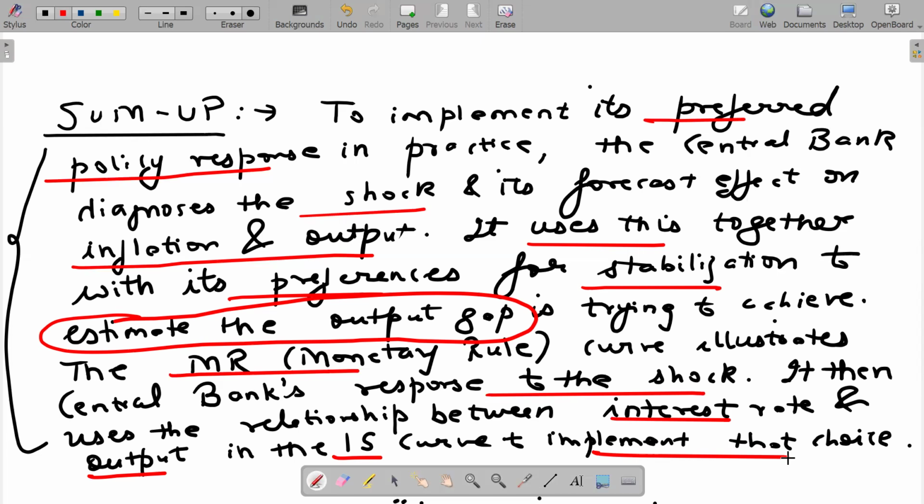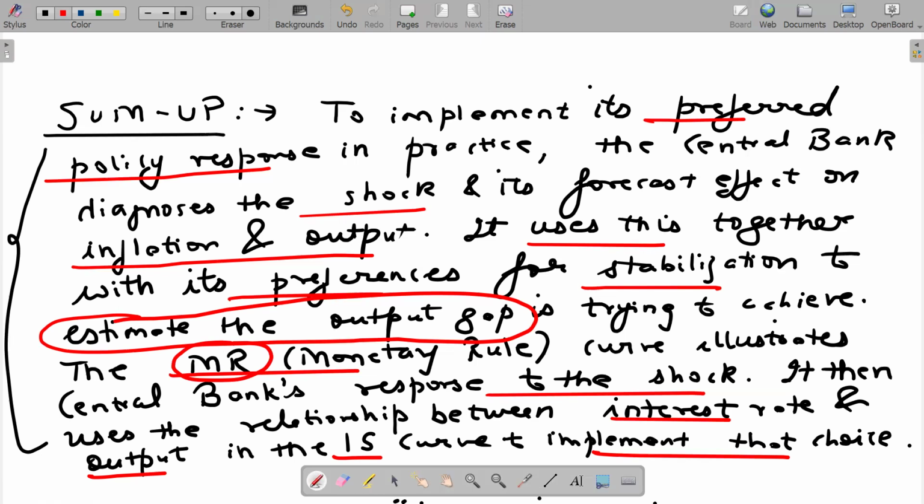It will analyze the shock, look at the impacts on inflation and output in the future, use stabilization policies, use the preferred monetary policy to estimate the output gap. The MR curve will actually illustrate how the central bank is going to respond to the shock in order to bring the economy back to the equilibrium output level and the targeted rate of inflation, for which the central bank is going to use the IS.